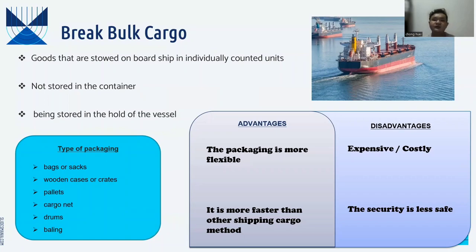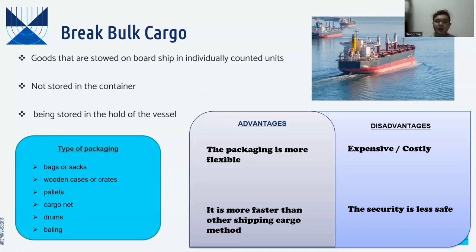So the break bulk cargo is packaged by a few packaging methods, which are the bag or sack. For example, goods that can be packed in bag or sack are sugar, flour, salt, and also coffee. Secondly, is wooden case. Wooden cases are also one type of packaging the cargoes. The examples of cargo that can be packed in wooden cases or crates are furniture, machinery parts, and also artwork.